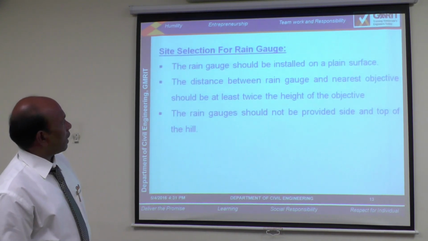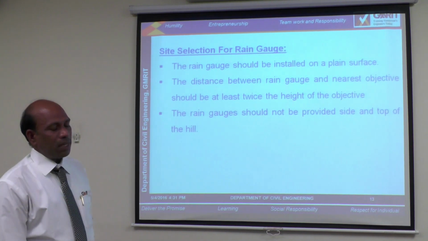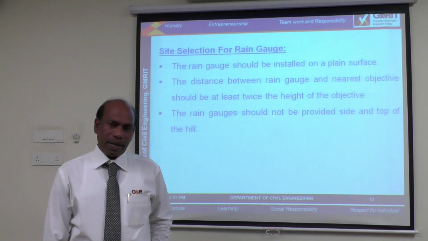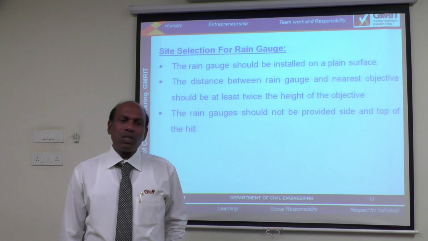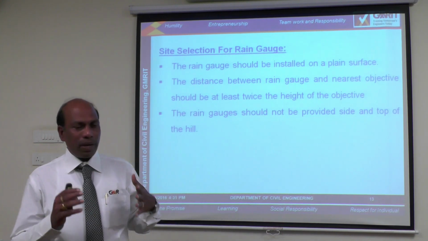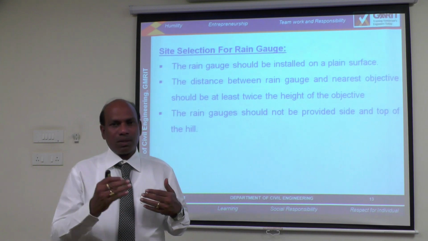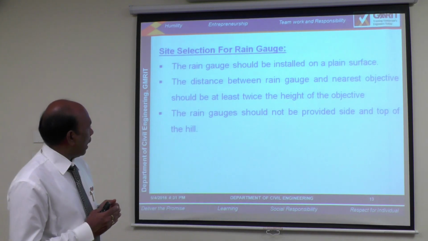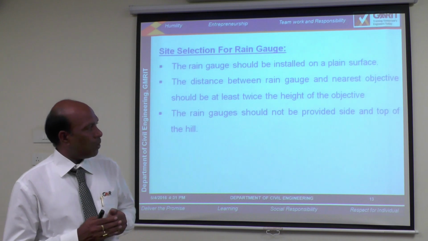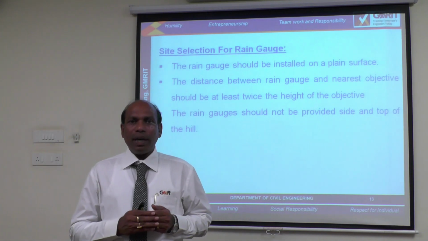Site selection for the rain gauges. The rain gauges should be installed on plain areas, and the rain gauge should be located in such a way that it is at two times the height of the nearest object away. And the rain gauge should not be provided on the side or top of hills.